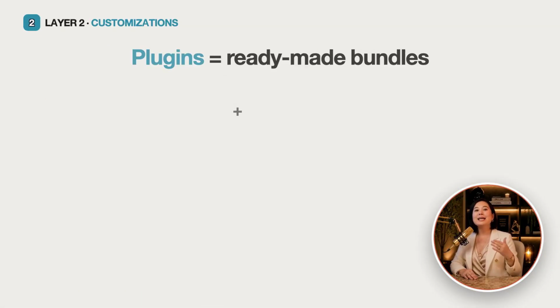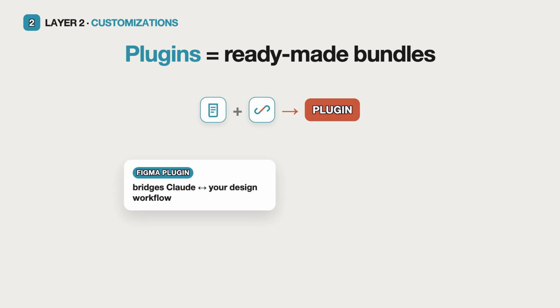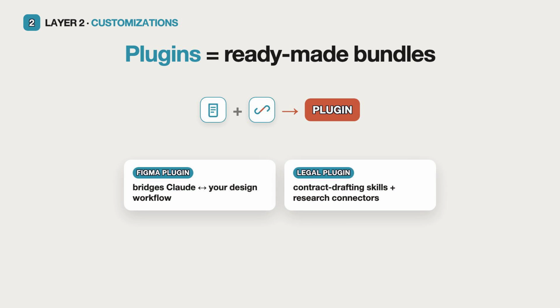And finally, in this layer, plugins. The easiest way to think about a plugin is a ready-made bundle of the two things we just covered: skills and connectors, wrapped around a specific role or industry. For instance, a Figma plugin that bridges Claude and your design workflow, or, say, a legal team could bundle contract drafting skills with their research connectors into one legal plugin. Basically, if you've got a repetitive workflow in your industry, there's probably a plugin for it.